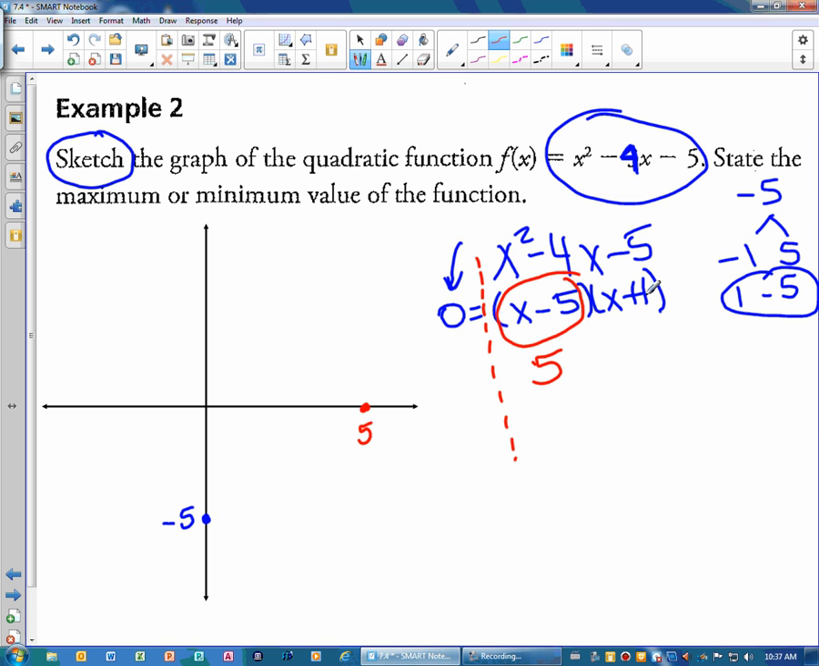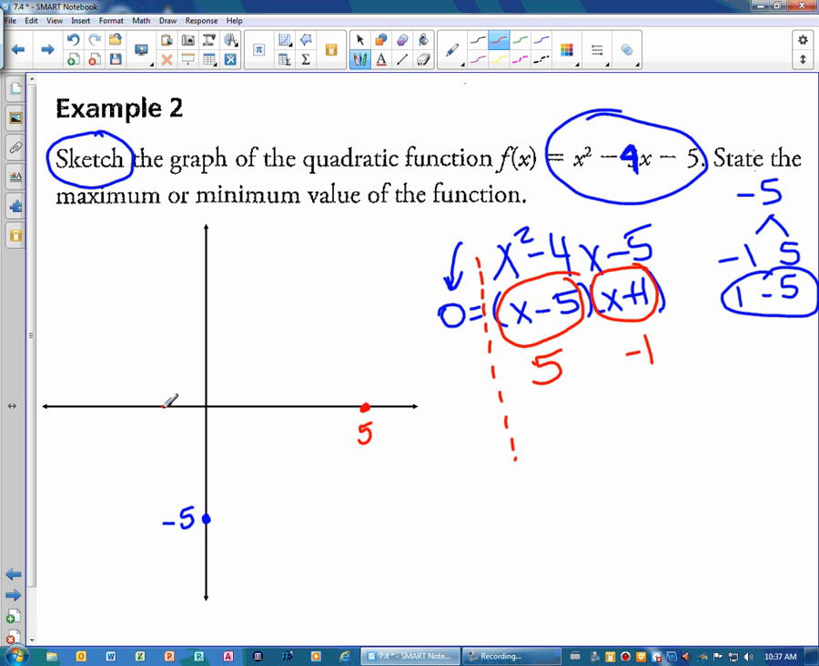What about this one? What can I plug into this one that will make it 0? Hopefully you're thinking it's negative 1. So if I plug in a negative 1, it makes this bracket 0. Negative 1 doesn't make the other bracket 0, but I've made this one 0, so anything times 0 is still 0.